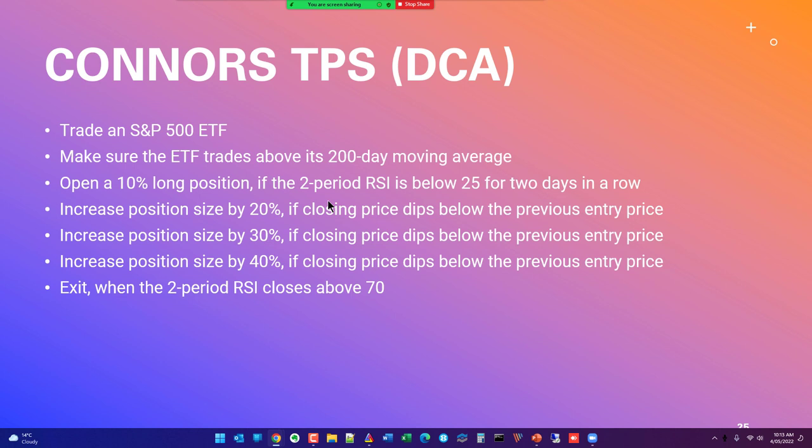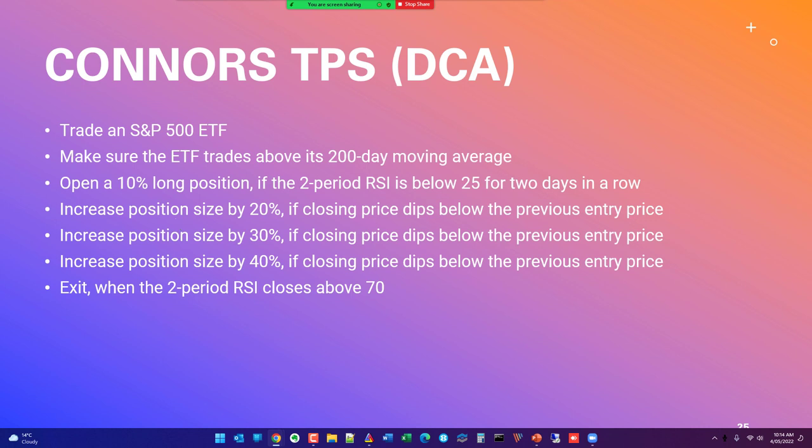We then check the closing price of each bar following that initial entry, and if the closing price dips below the price of our initial entry, then we buy another 20%. If it dips below that second entry price again, then we buy another 30%. And then if it dips below that third entry price, we buy 40%. So 40 plus 30 plus 20 plus 10 obviously gives us 100% of our ultimate position size.